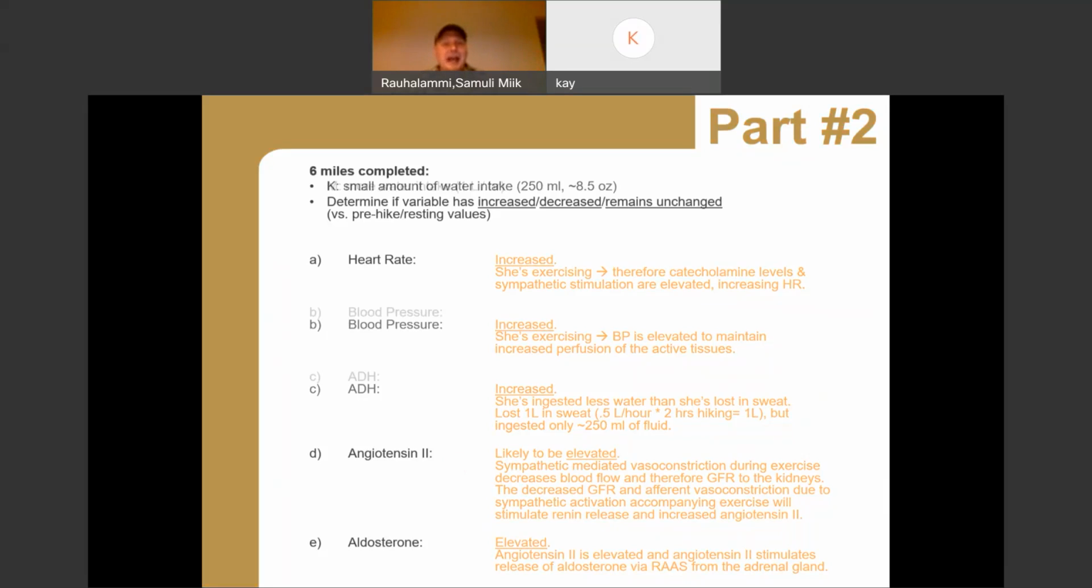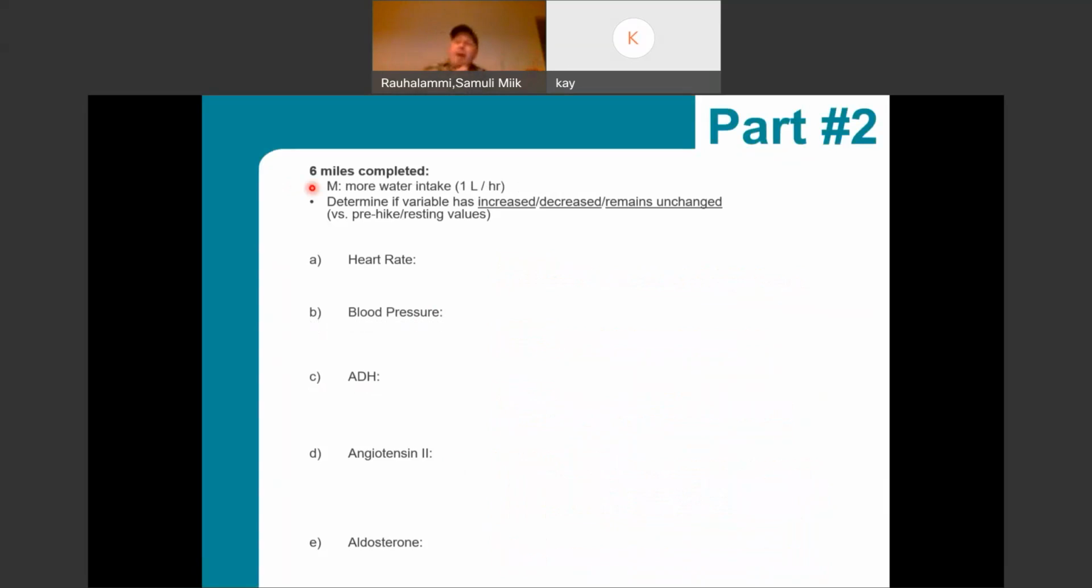So let's have a look at what's happening with Maria at this early part of the hike. The situation is a little different with Maria. Maria has actually been drinking a lot, and her total water intake is about 1 liter per hour. So she's consuming more water than she loses. Because of that, her body is starting to want to get rid of that excess water, and she's starting to feel a need to pee, to urinate.